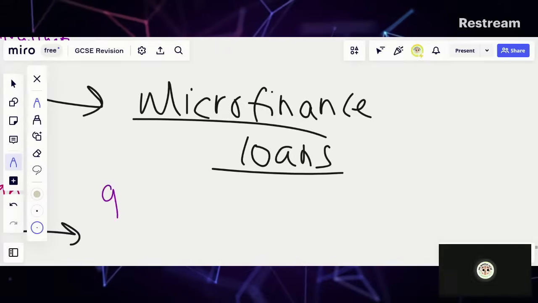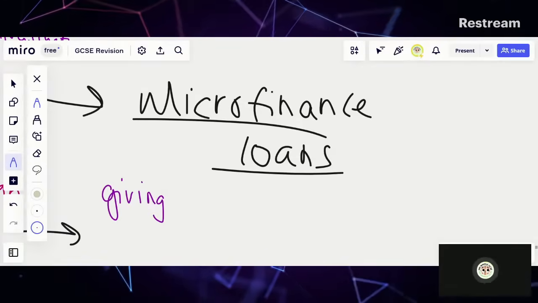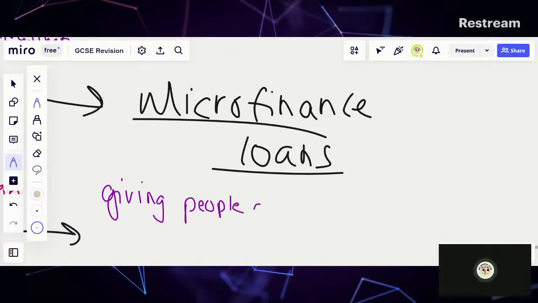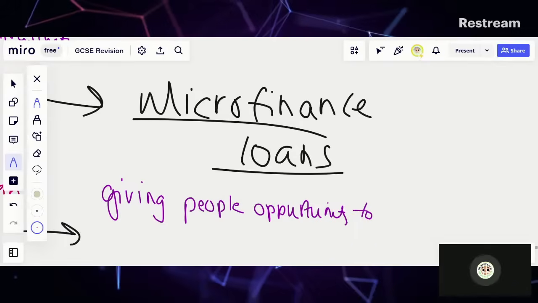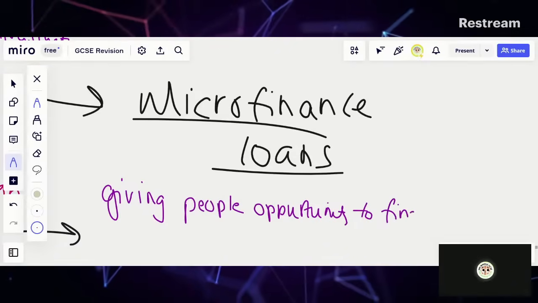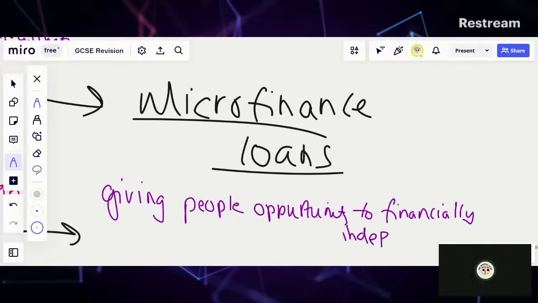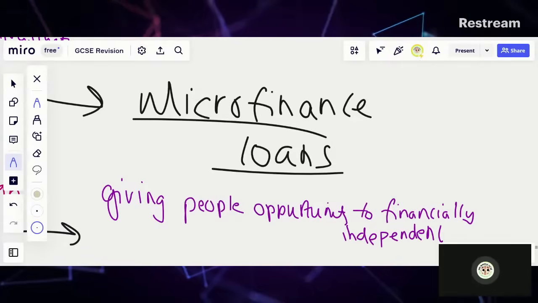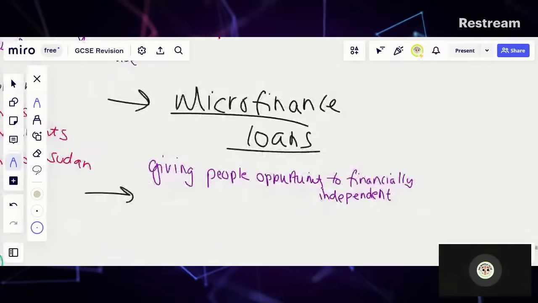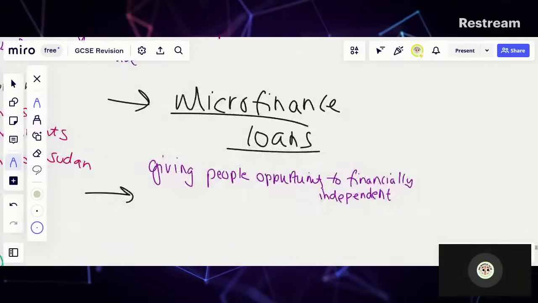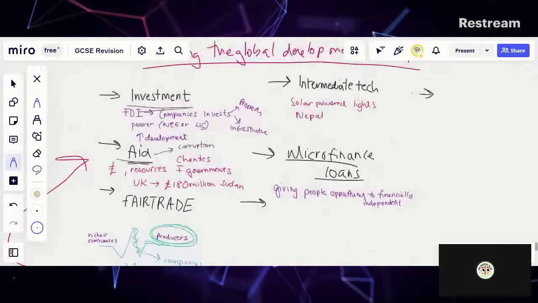So it's really important in giving people who don't tend to have access the opportunity to start businesses and become financially independent. Now, if you research microfinance loans, you may see a lot of these for women, allowing women to kickstart their own independent businesses, even though they may have been refused a loan from the bank, for example.